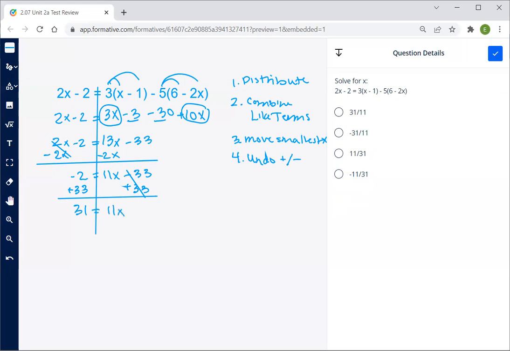And last but not least, we need to undo multiplication and division. So we need to divide by 11. So that gives us x equals, and that's not possible to divide, so we're going to go ahead and leave it as 31 over 11. Okay, so that's the hardest your problem can get. As long as you follow these 5 steps, you should be fantastic. Some of them you have to skip if there's no distribution or no combining of like terms. There's some things that you can skip if the problem does not have it.